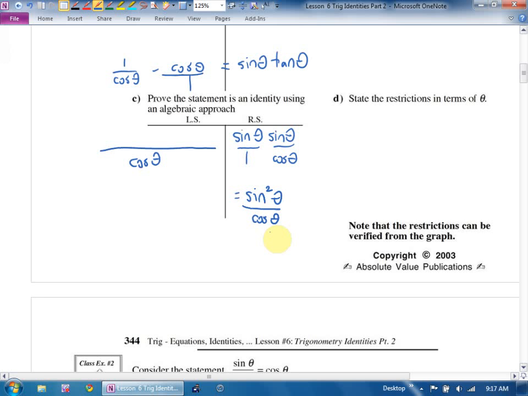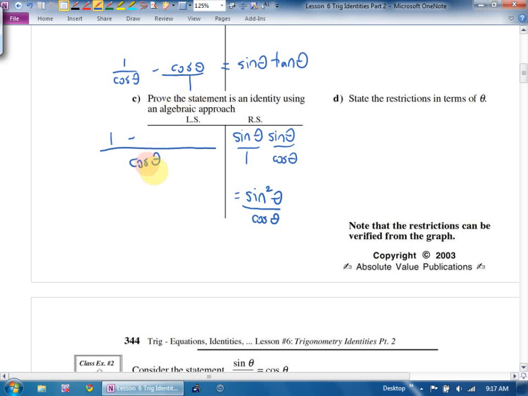Maybe you see it yet. I don't know. I want this to be over cosine. Is it already over cosine? Then we just drop it down. Oh, and the minus sign would drop down. What's my denominator in the second fraction, Justine? How would I turn that into a cosine? What would I multiply a 1 by to change it into a cosine?